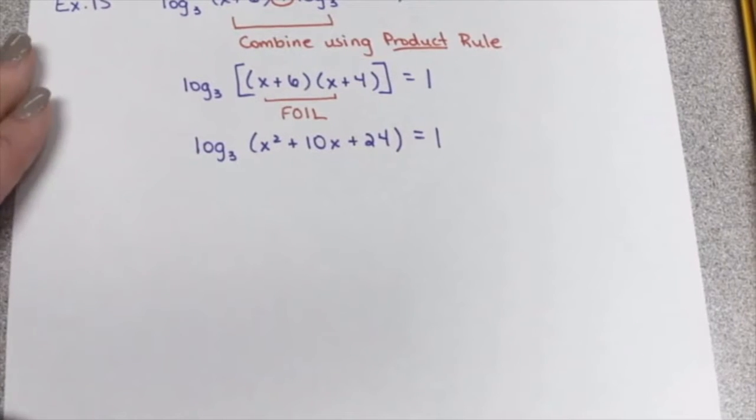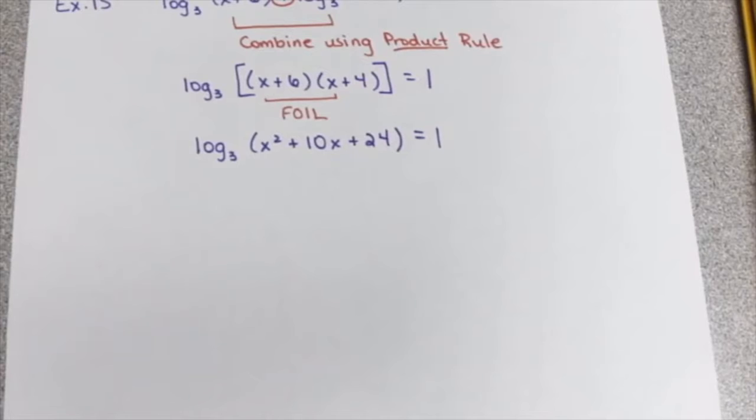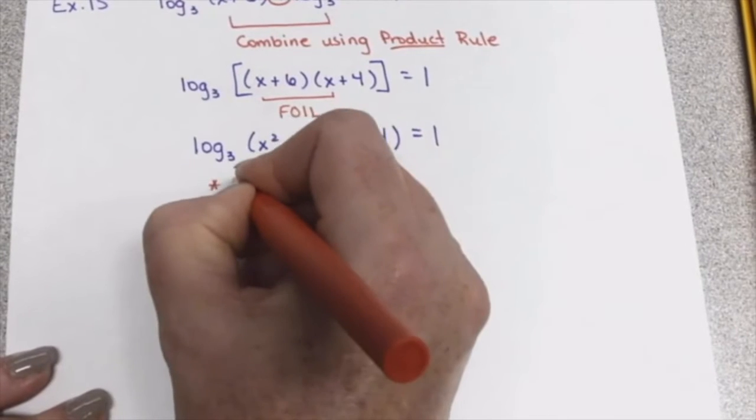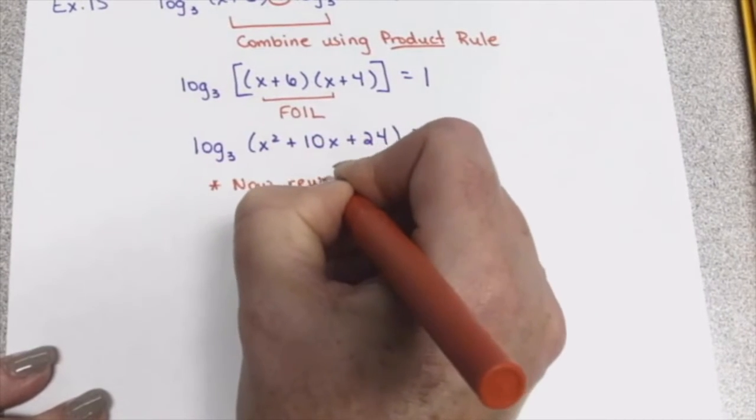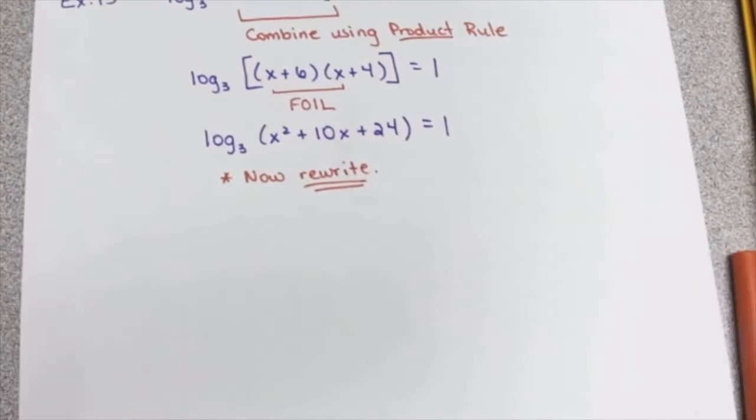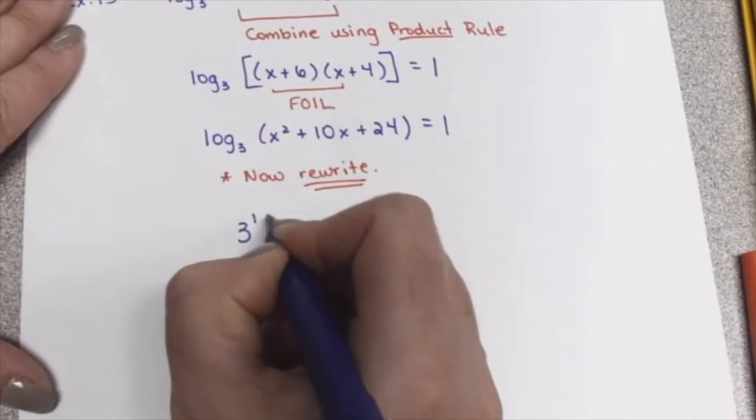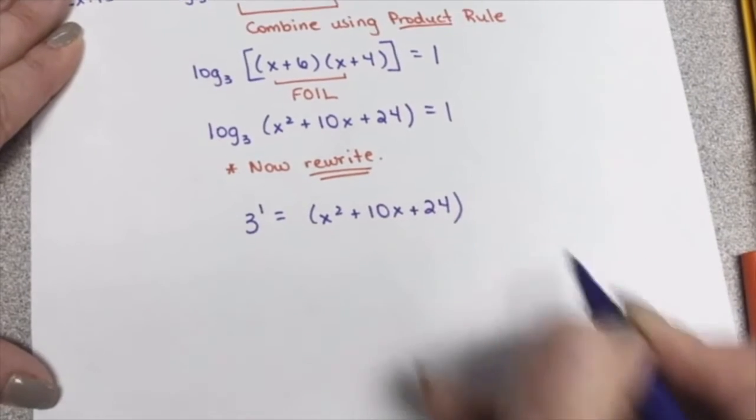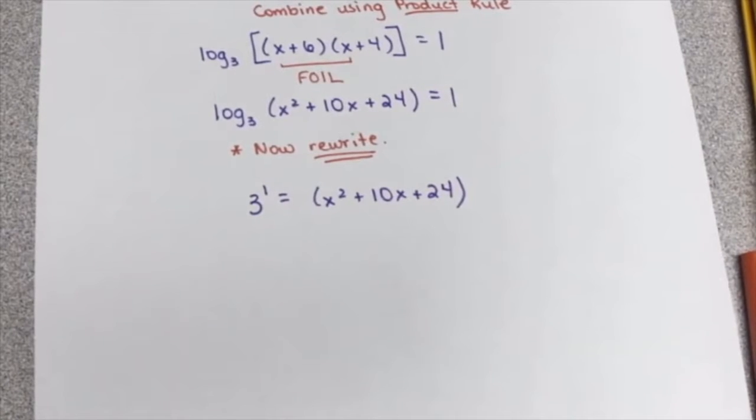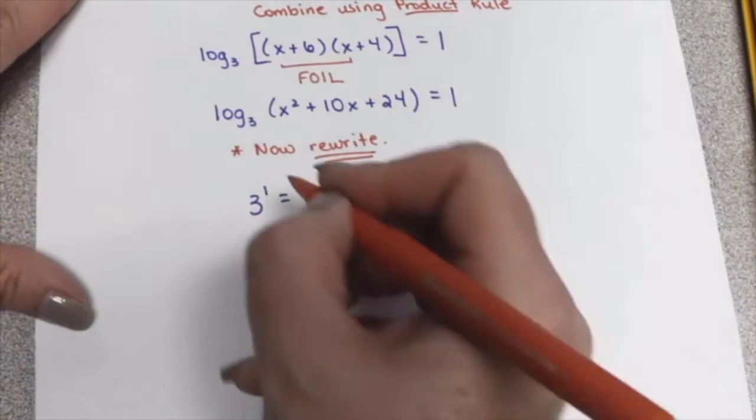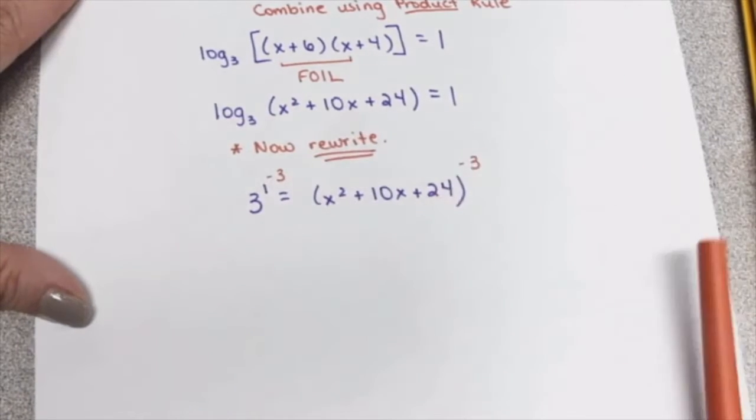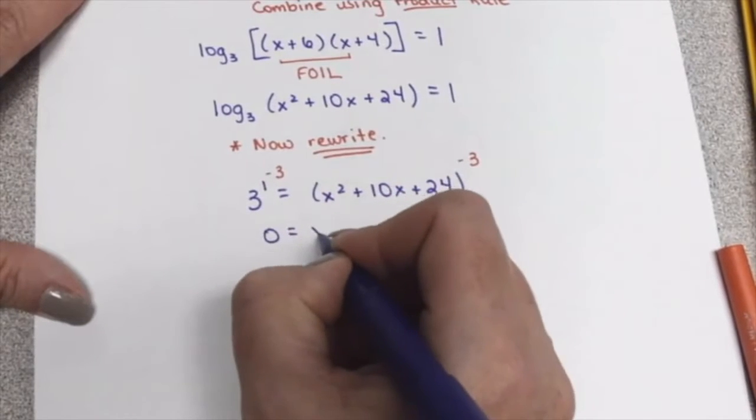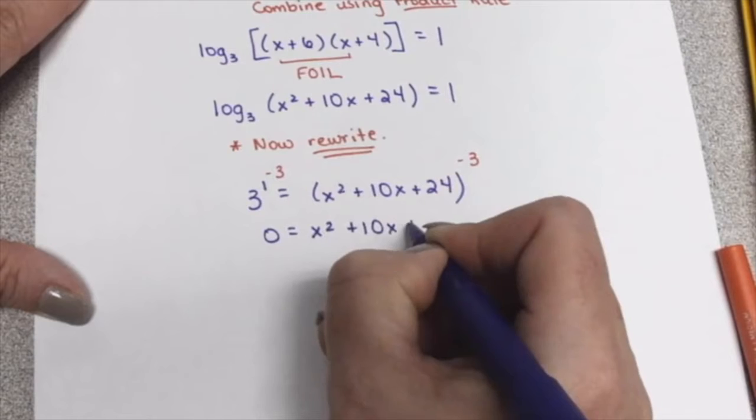So now we have the most important step, okay? What did I tell you the most important step is next? Now that we have it as a single log, now we rewrite it. So how do we rewrite it? It's base to the first power equals what we were taking the log of. And then again, the beauty of this is now we're not really thinking about logs anymore. We're just worried about being able to factor this. We're not ready to factor, remember, until we are set equal to 0. So subtract 3 from both sides and we'll get x squared plus 10x plus 21.